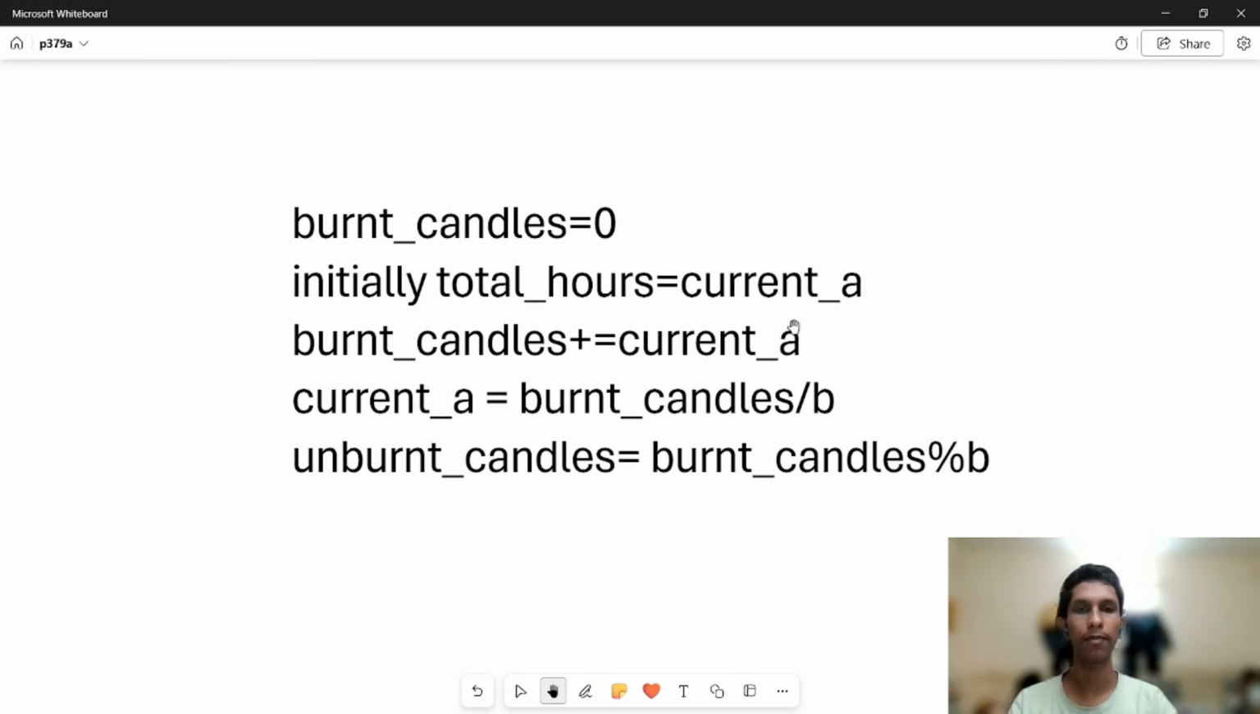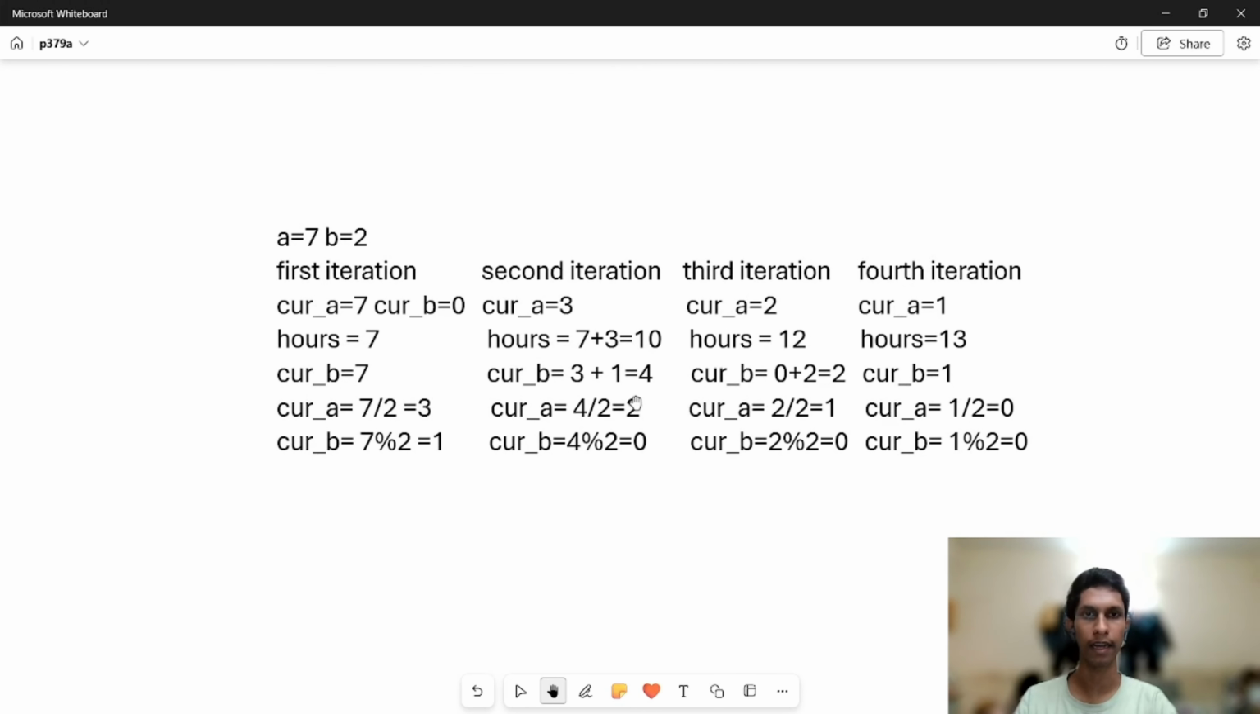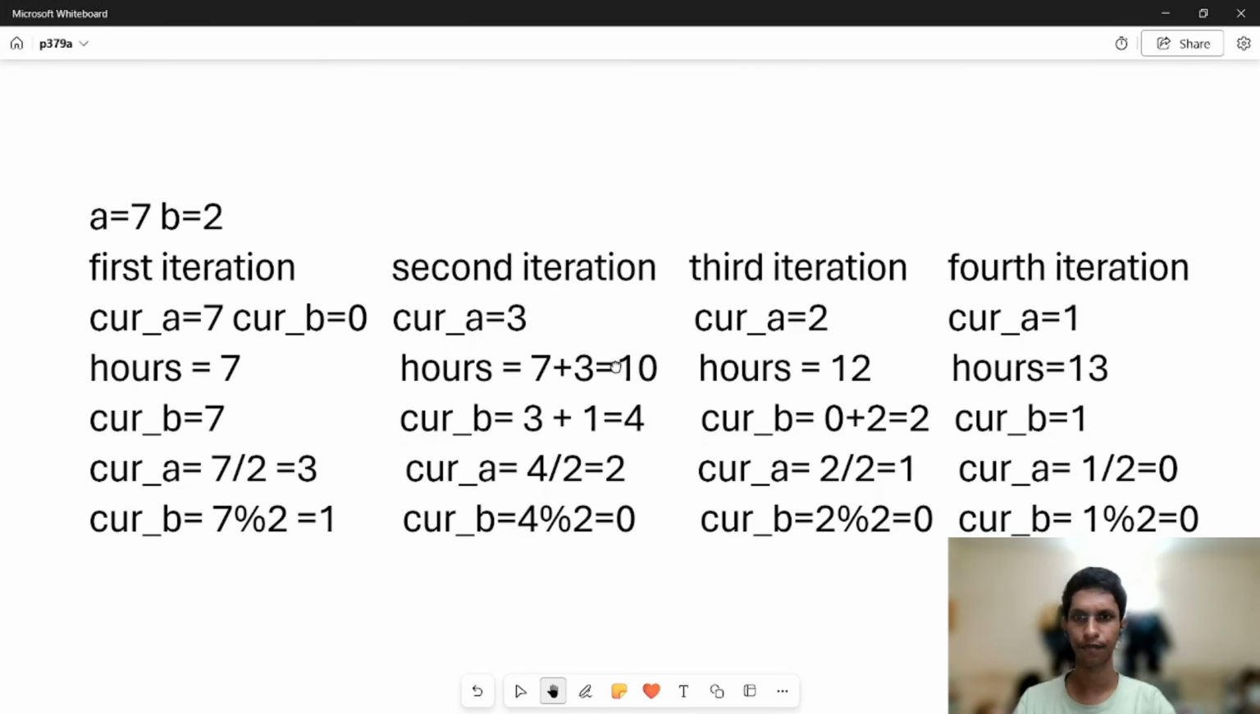That's why we have to keep a trace of current candles, of burnt candles, and the number of candles that are left unburned. We have to trace all these three things in order to maximize the number of hours. So let's take a simple test case here and understand our logic.